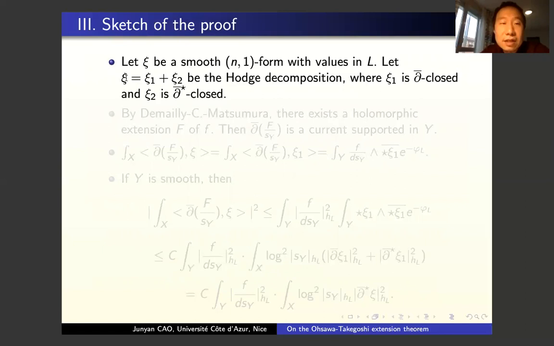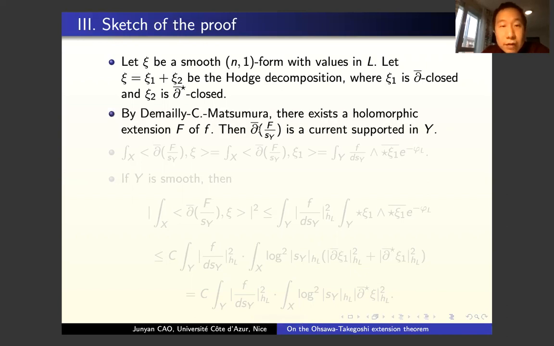And now we consider the Hodge decomposition of Xi. Xi can be split as Xi1 plus Xi2. Here Xi1 is d-bar closed, and Xi2 is in the image of d-bar star, so it's d-bar star closed. By using our result, we already know that under our curvature condition we can find an extension, but we could not control its L2 norm.